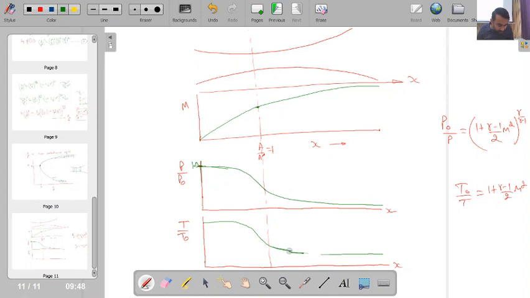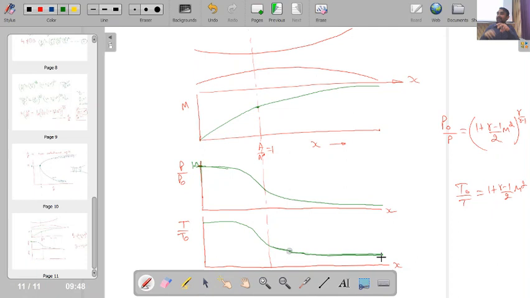So likewise you can also plot the variation of the density. Fine. So it means that across the nozzle, if I do know the Mach number, then I can plot the variation of all the properties. Okay, so this is very important. You can see that here Mach number is increasing, pressure is decreasing and temperature is decreasing.